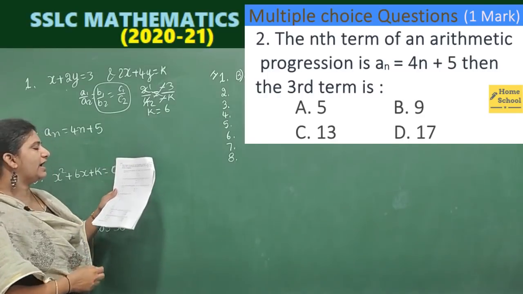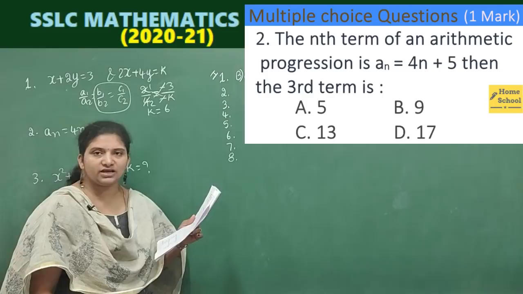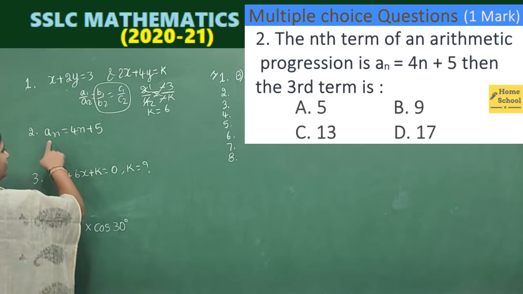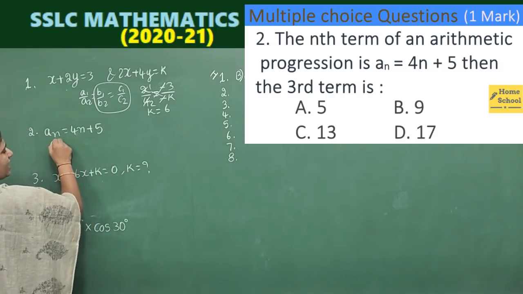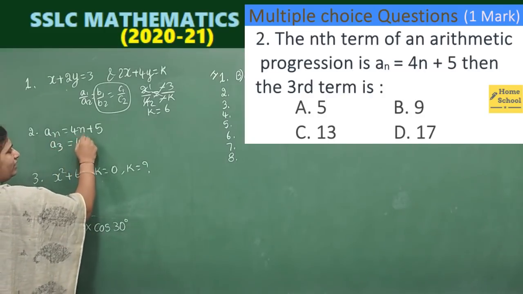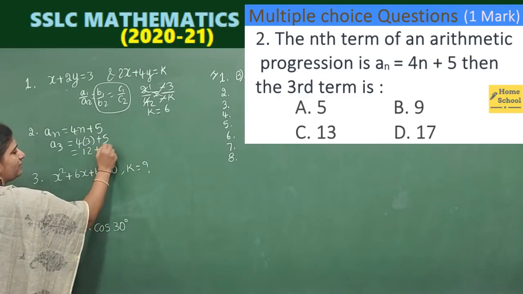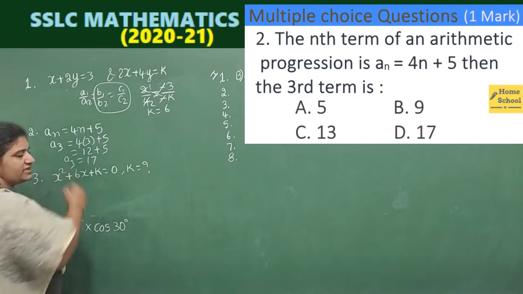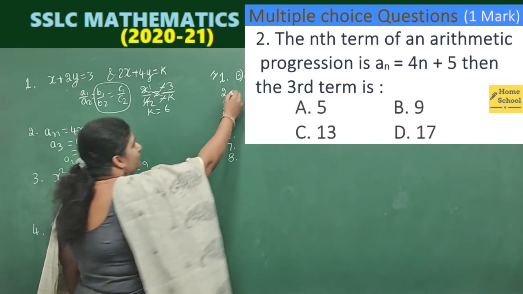Second one, the nth term of an arithmetic progression is an = 4n + 5. Given the nth term, they asked us the third term. Third term means in n place substitute 3. 4 into 3 plus 5. 4 3s are 12. 12 plus 5 will be 17. Third term value is 17. Check the option. Yes, it is D, 17.